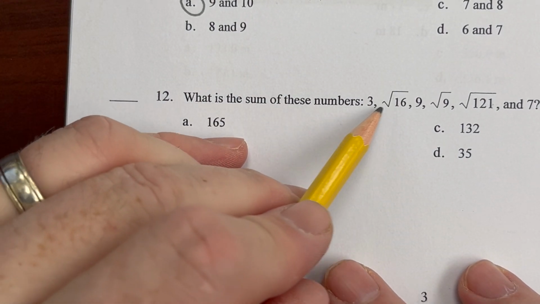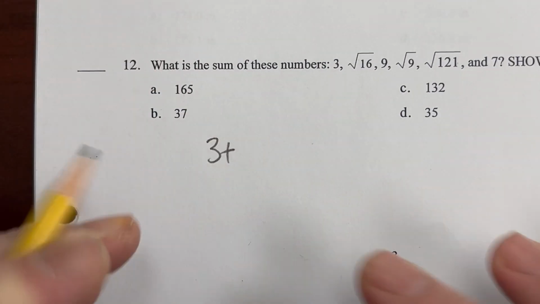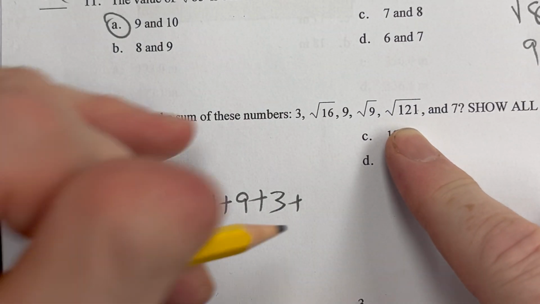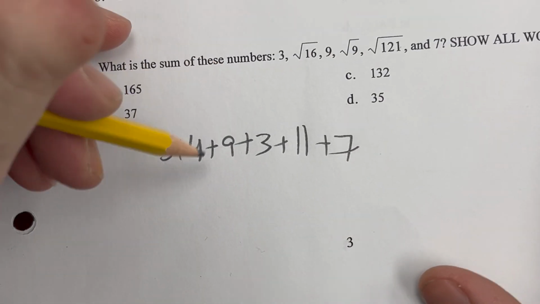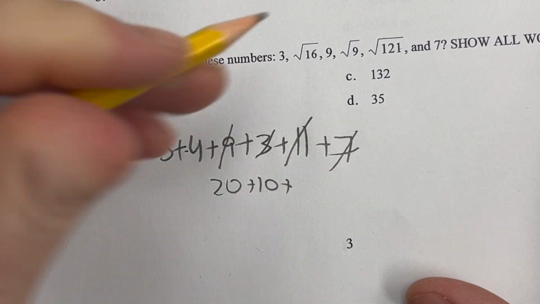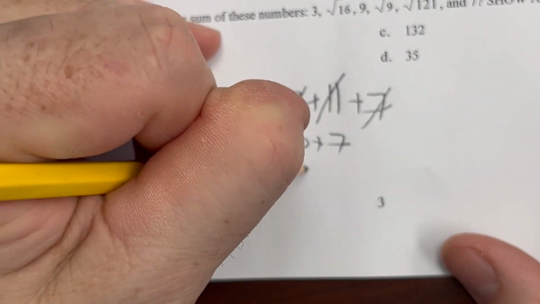What's the sum of these numbers? So we're just going to add this. So we got 3 plus the square root of 16 is 4, plus 9, plus the square root of 9 is 3, plus the square root of 121 is 11, plus 7. So add those together. 9 plus 11 is 20. 7 and 3 is 10, and then that's another 7. So looks like it's 37.